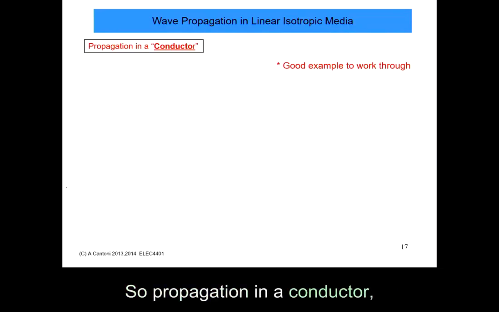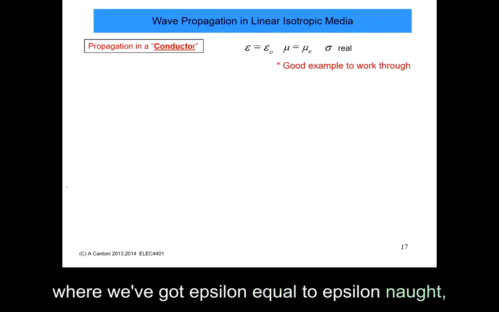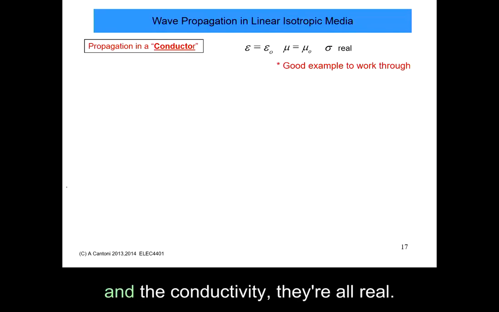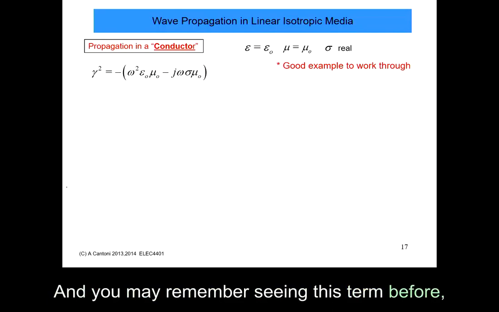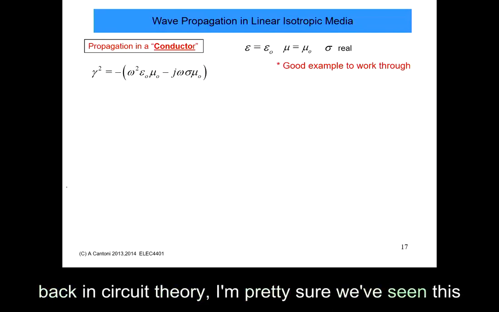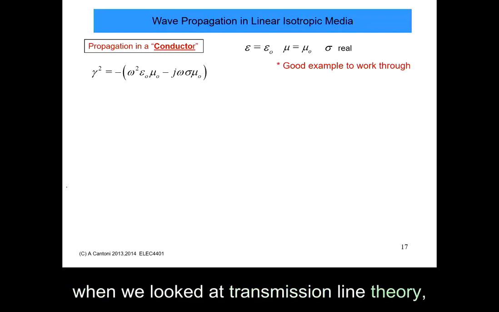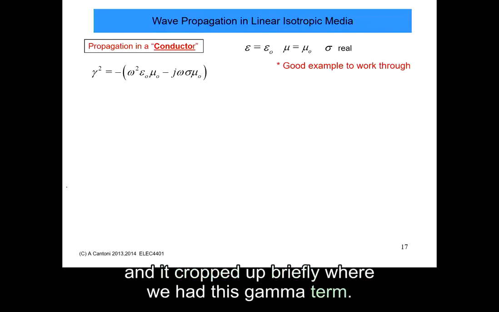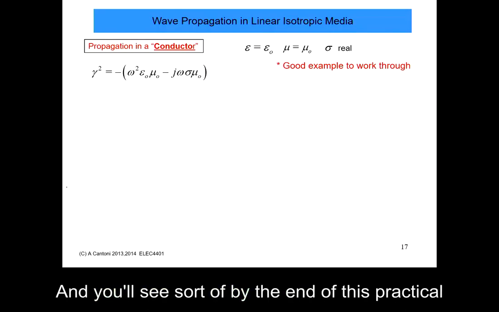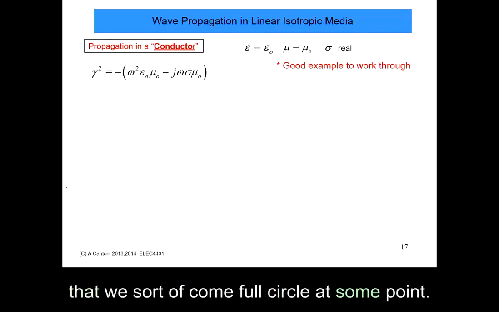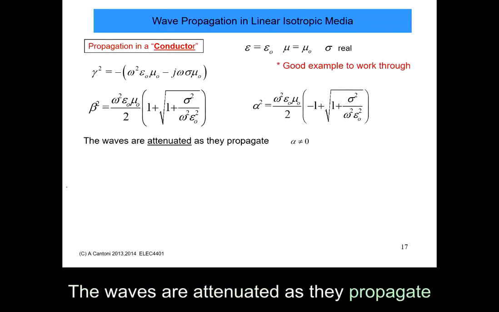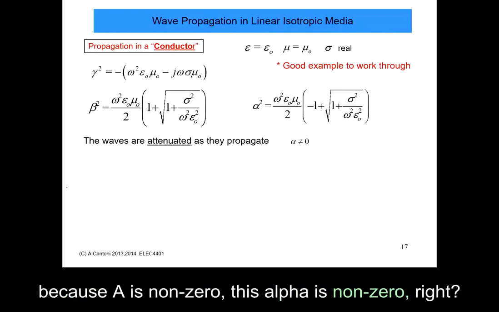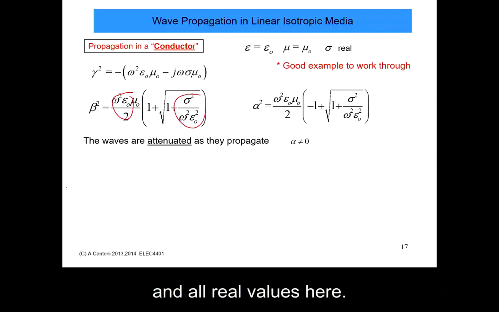So propagation in a conductor where we've got epsilon equal to epsilon naught, mu equal to mu naught, and the conductivity, they're all real. Gamma squared is equal to this term here. And you may remember seeing this term before back in circuit theory. I'm pretty sure we've seen this when we looked at transmission line theory, and it cropped up briefly where we had this gamma term. And you'll see by the end of this practical that we come full circle at some point. So beta squared is equal to this and alpha squared is equal to that. The waves are attenuated as they propagate because alpha is non-zero, right? Because we've got all real values here and all real values here.